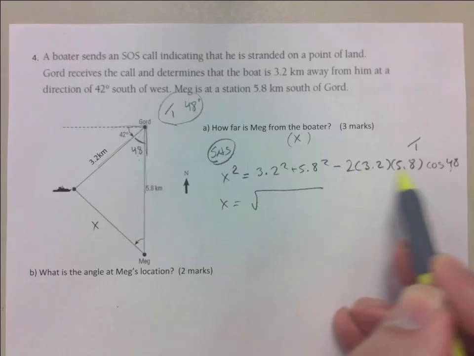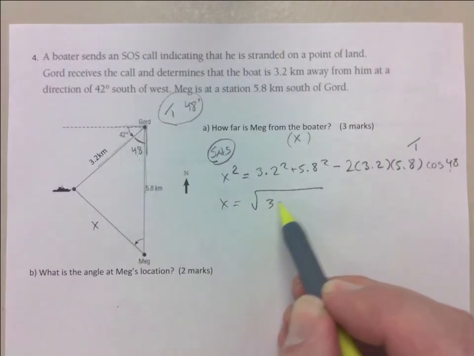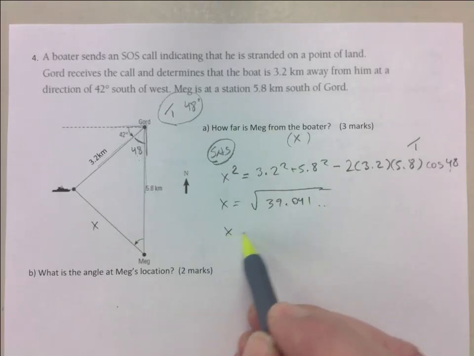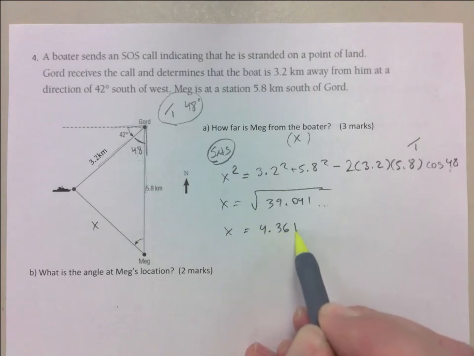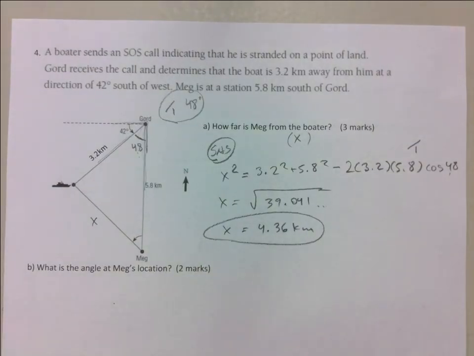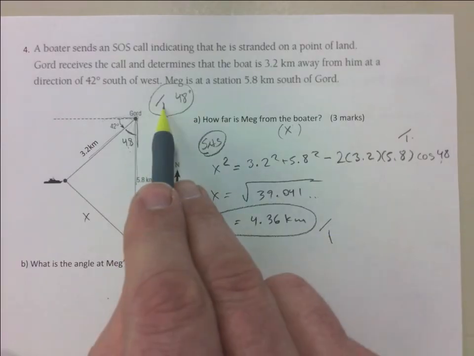So you type all of this in, you get 39.041, and that keeps going. That's 4.36 kilometers. Probably close to that if you use 42, but you're still going to lose a full mark for that. So 1 mark setup, 1 mark correct final answer, 1 mark for the 48.